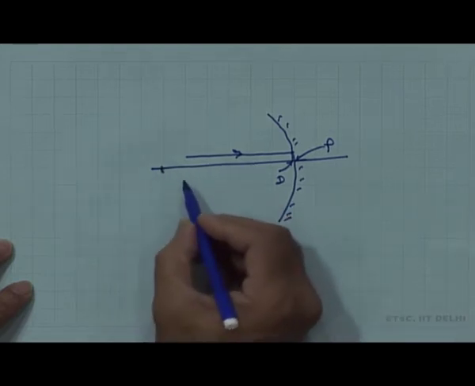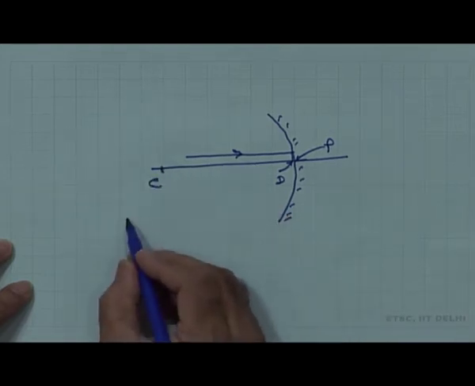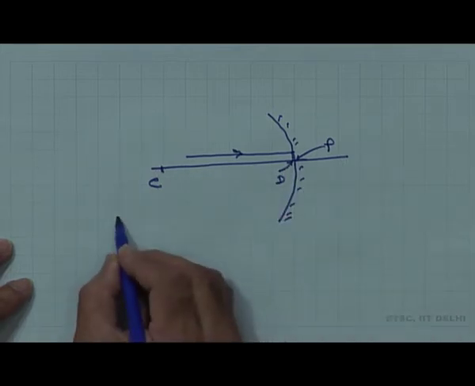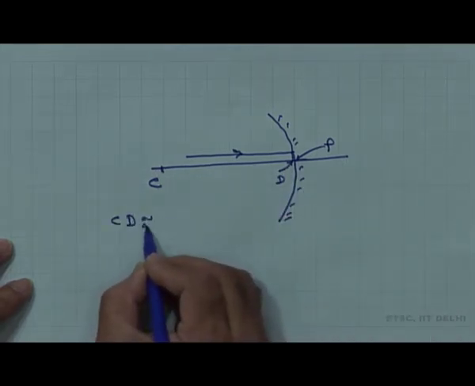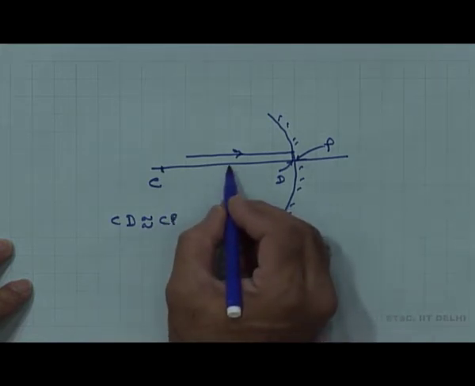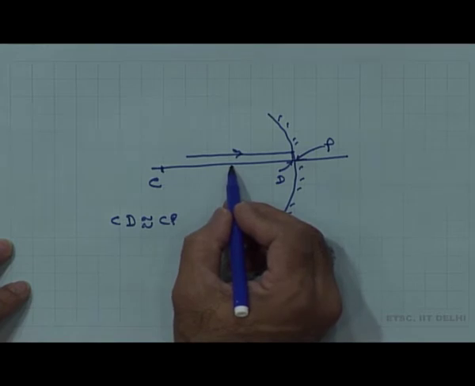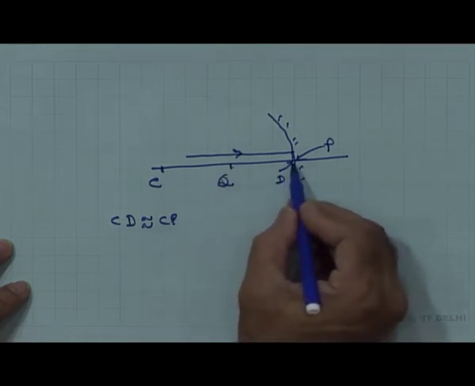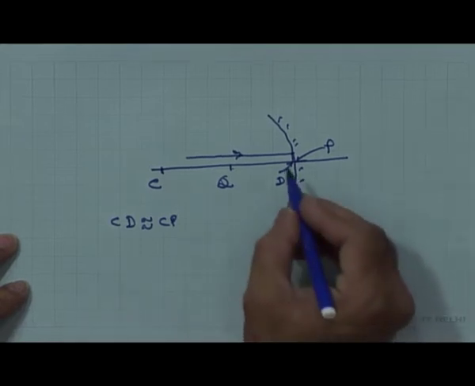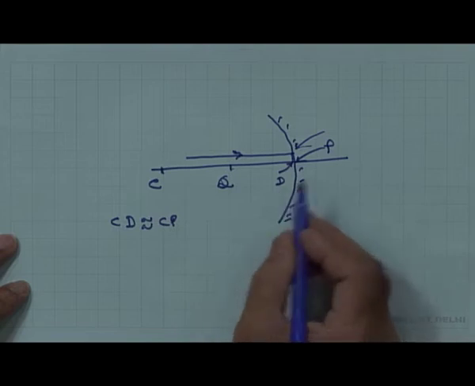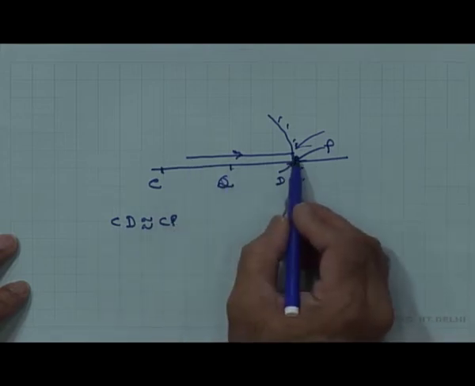For any distance, if I consider this as the center of curvature C, CD or CP is nearly equal, that is CD is nearly equal to CP. And similarly, if I had a point as in the diagram, Q, here there was a point Q, then QD is nearly equal to QP. This is true if the point M is close to the axis or we are dealing with paraxial rays.